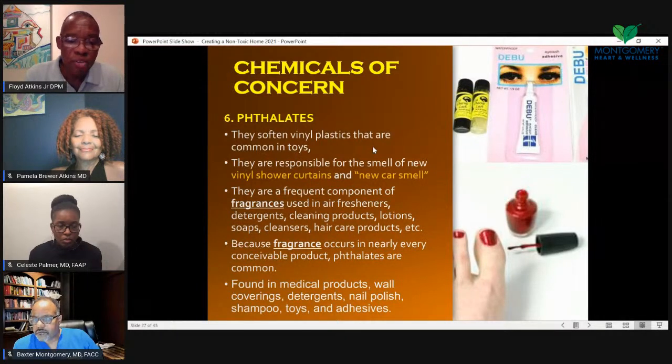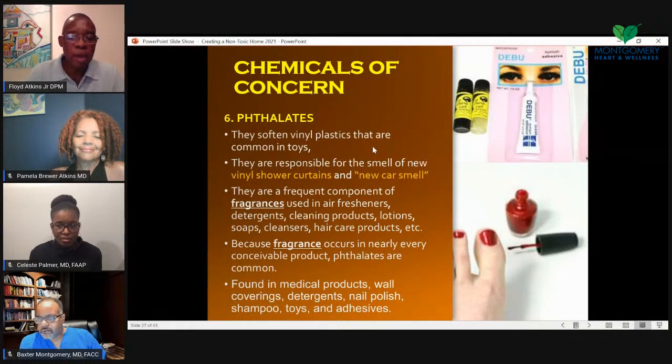One of the number ones I always look at is the Fabuloso. A lot of people use that as a cleaner, but just opening the bottle can be toxic to your health. Some people get headache and get dizzy just from opening a bottle and smelling those kind of fragrances. They're also found in medical products and wall coverings and detergents and nail polishes.